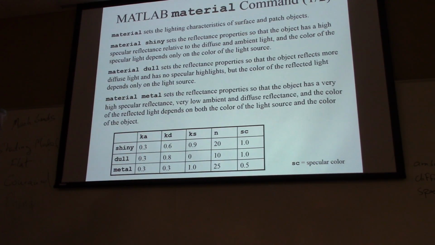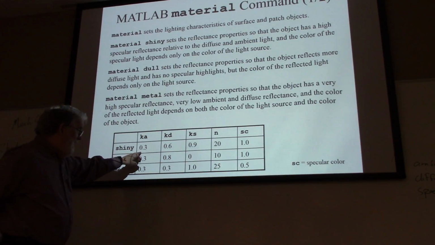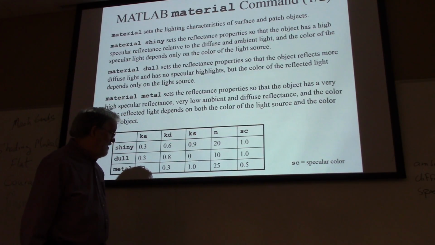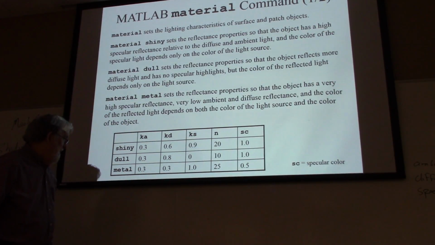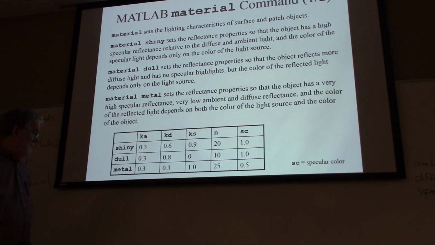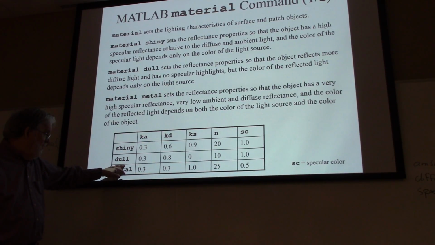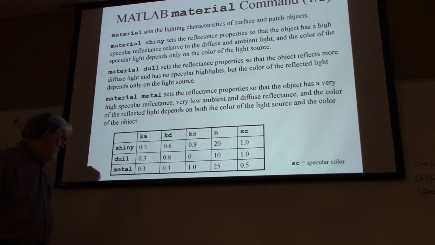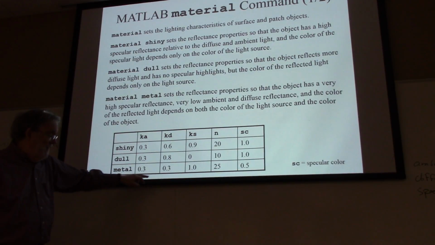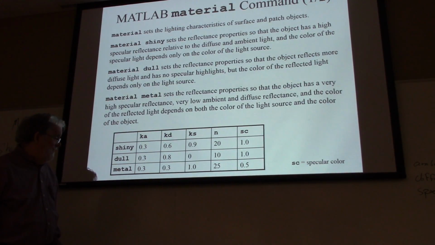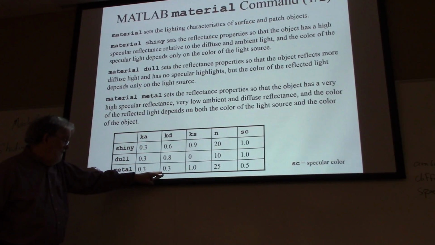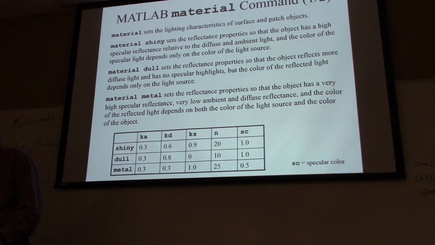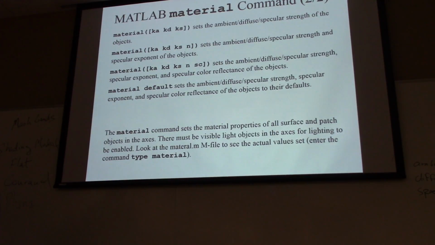Okay, so here's our material. So shiny, there's the ambient, the diffuse, the shininess, the coefficient is 2, and the specular color is 1. And then for the dull, bigger diffuse, no shininess coefficient. And for the metal, it's even a bigger specular component and even less of a diffuse component. Go figure. I don't know why MATLAB chose those values.